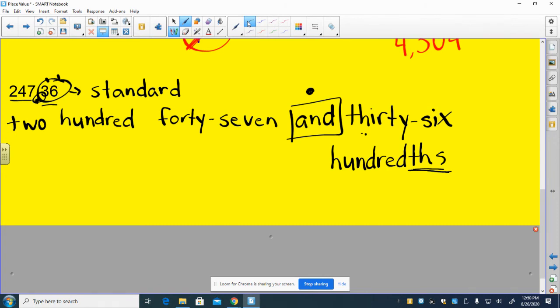I'm going to move into expanded form. 2 on 100th Street is 200. Plus 4 on 10th Street is 40. Plus 7 on 1 street. Plus, and be careful, I'm entering decimal land right here. Make sure you put your decimal. This is a 3 on 10th Street. So it's going to be 3/10.